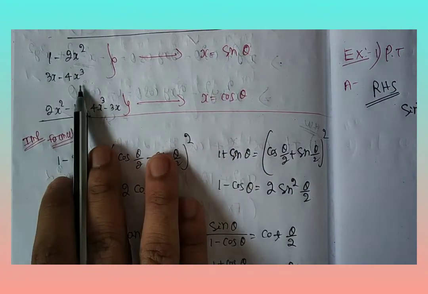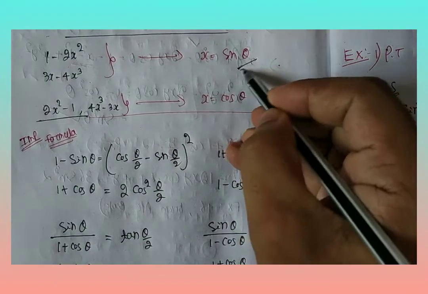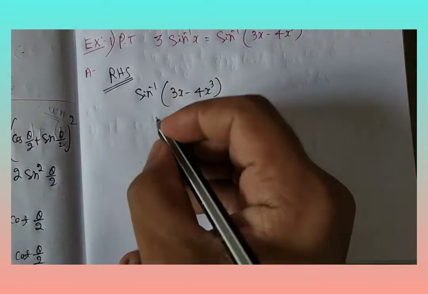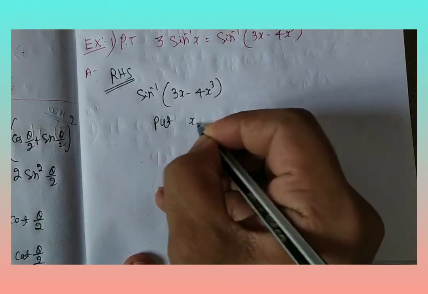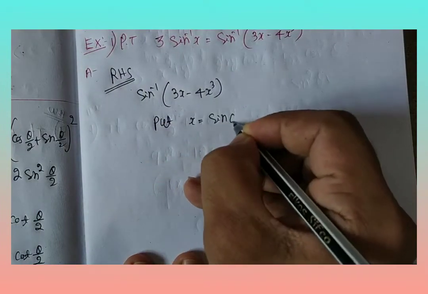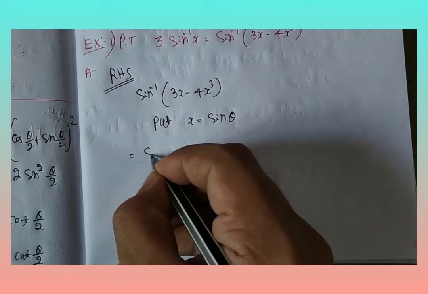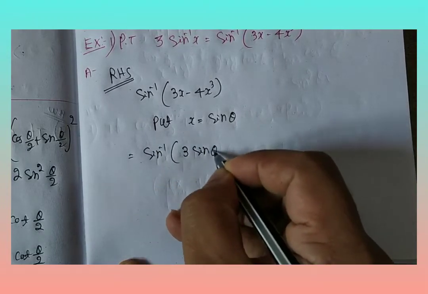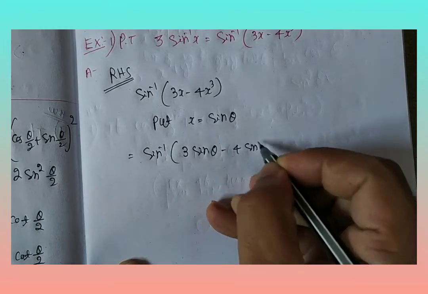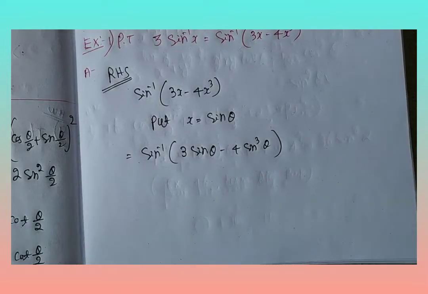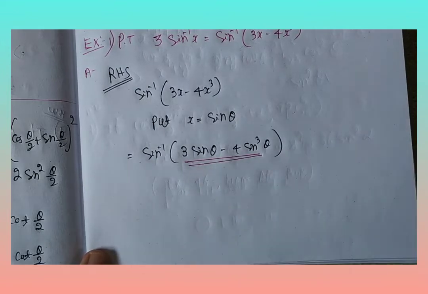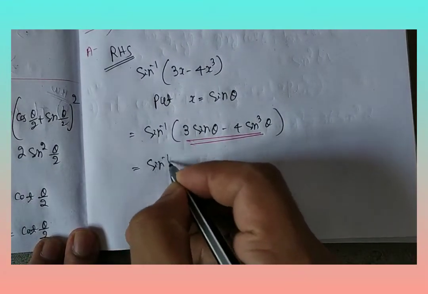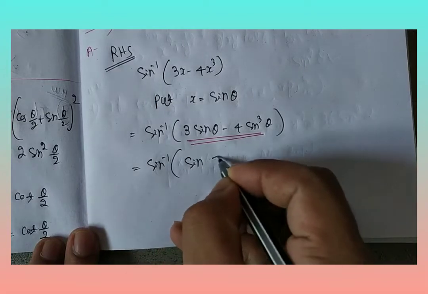3x minus 4x cube. Then we have to put x equal to sin theta. Simply put x equal to sin theta. Sin inverse of 3 sin theta minus 4 sin cube theta, and this is equal to sin 3 theta, the first year trigonometry formula. Sin inverse sin 3 theta.